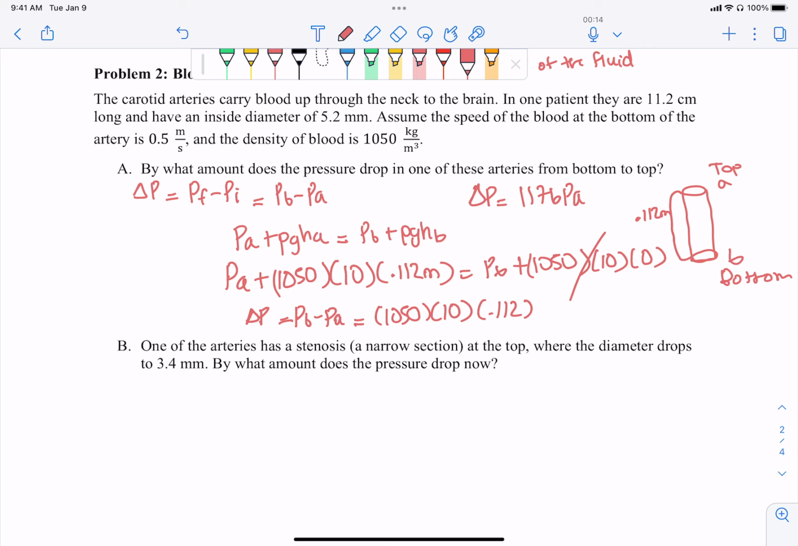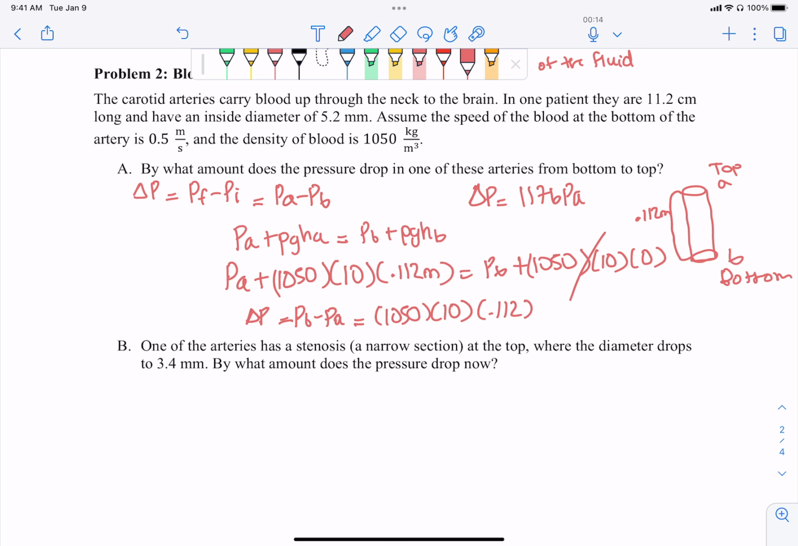Alternatively, you could have set this up as PA minus PB. You'll get the same value. It's just now you have negative 1,176, which makes a little bit more sense because the negative sign indicates that there was a decrease in pressure, right? The delta P was negative. So going from bottom to top, the pressure dropped, right? Your final pressure was smaller than your initial pressure.